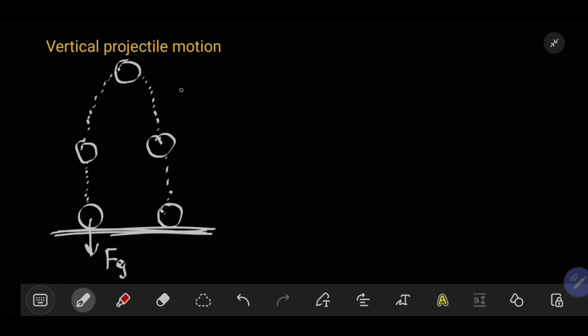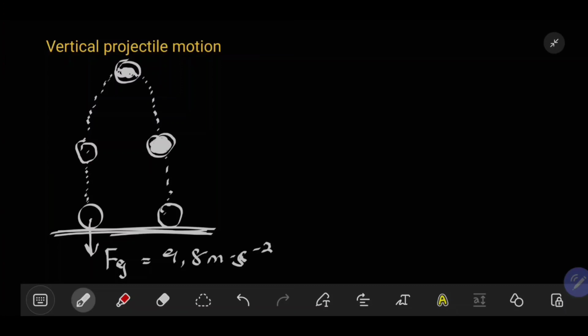So throughout the motion, the only force acting on this ball, even here at the maximum, or even here when the ball comes down or accelerates down, is our force of gravity, which we know is equal to 9.8 meters per second squared. This is our gravitational acceleration.